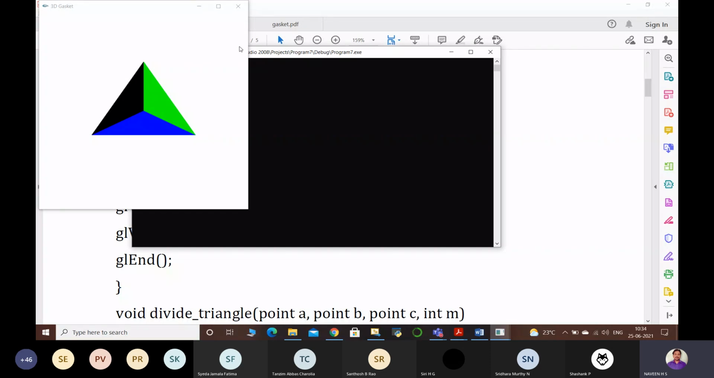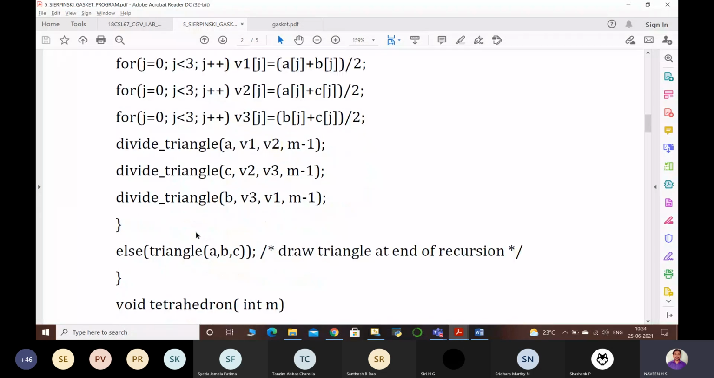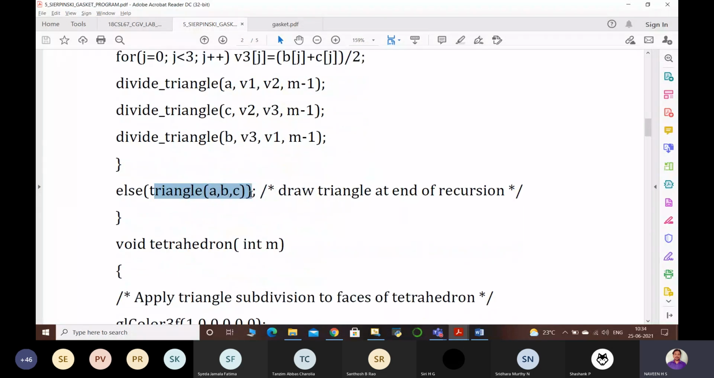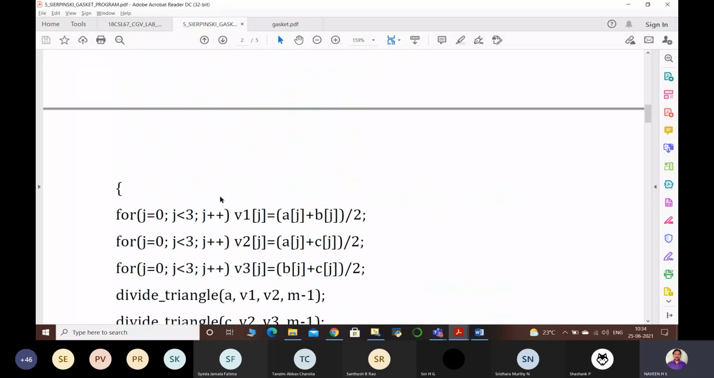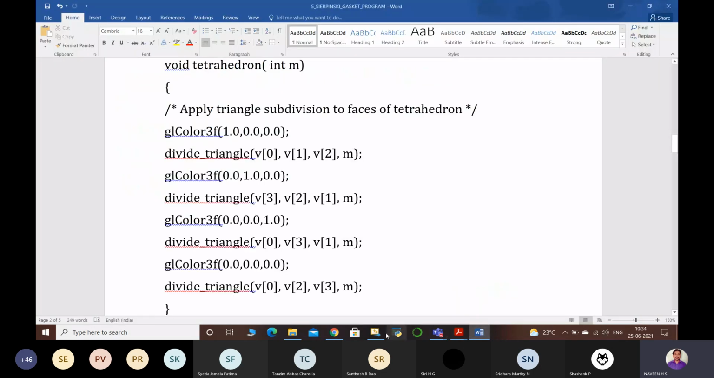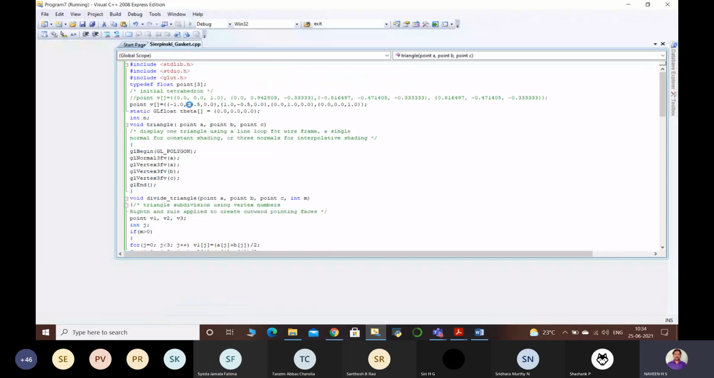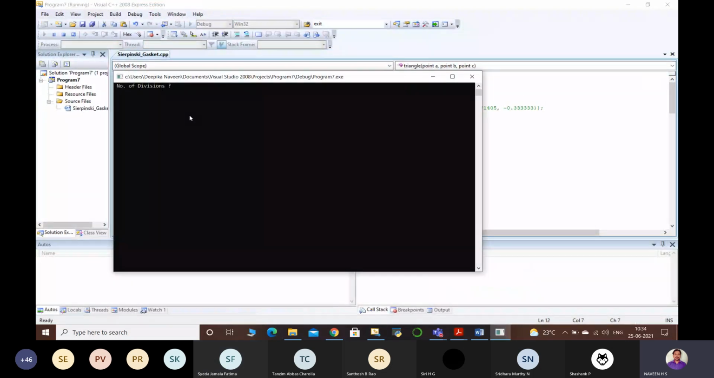So this is for the case m equals 0, the else part. It is going to construct a simple triangle by taking the initial input value. Now I will check for the remaining cases. You can give any case where m is not equal to 0. So now I will give m equals 1.